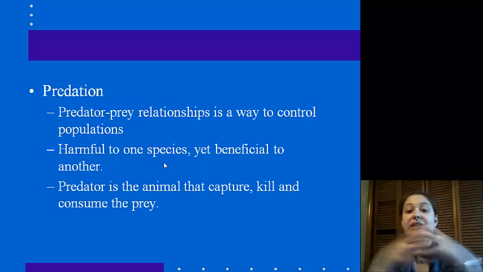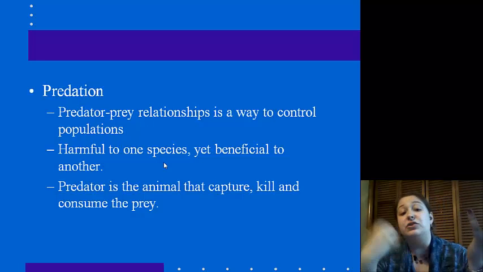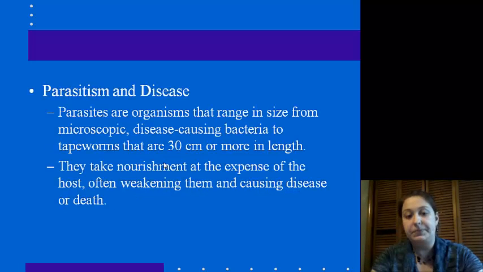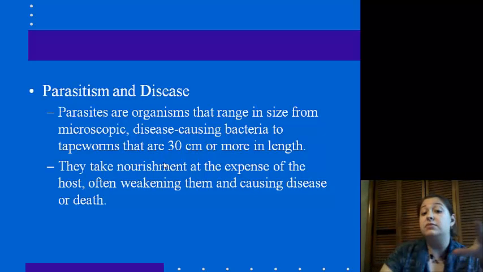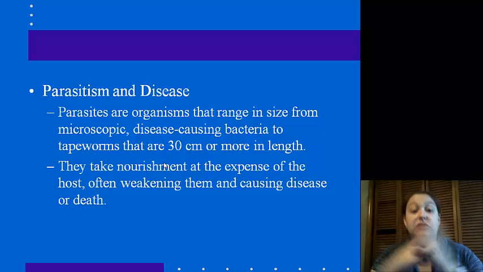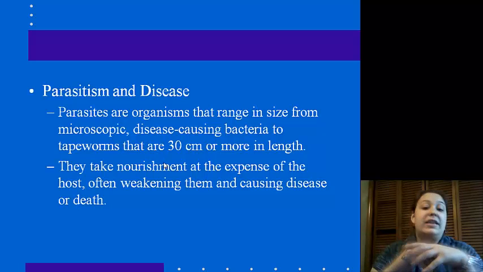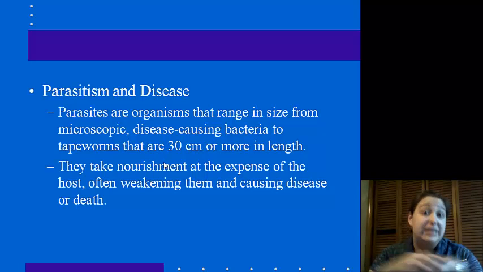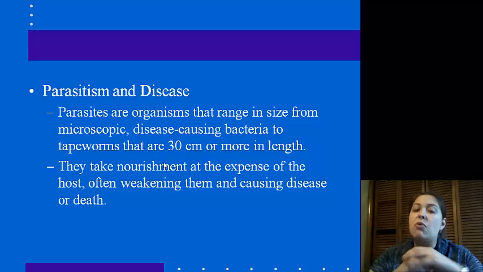Predation. Predator-prey relationships are controlled by the population. Harmful to one, yet beneficial to the other. One will capture and kill and consume the other. Parasitism and disease. Parasites are organisms that range in size from microscopic, to disease-causing bacteria, to a tapeworm that could be 30 centimeters long. They take nourishment at the expense of the host, and often weaken them, causing disease or death. Again, as the population increases, we see more of this.